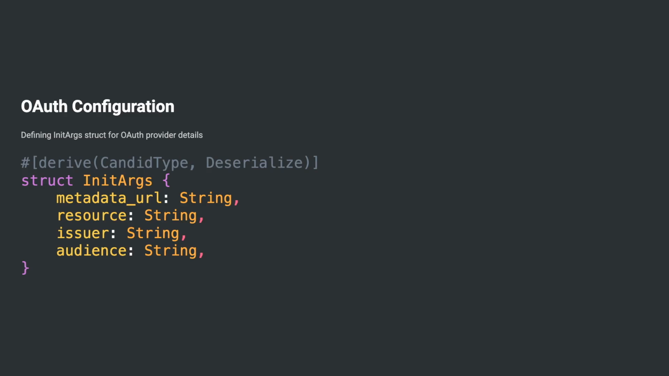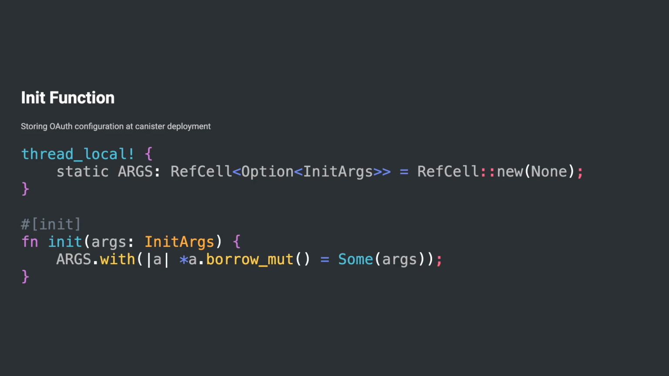Unlike a simple static API key, OAuth requires configuration details about the identity provider. We handle this in the init function, which runs once when the canister is deployed. We define an init arg struct to hold all our configuration parameters, such as the metadata URL, resource, issuer, and audience. These values tell our server how to connect to the OAuth provider and validate its tokens.